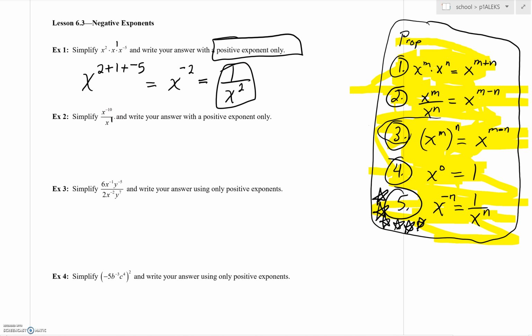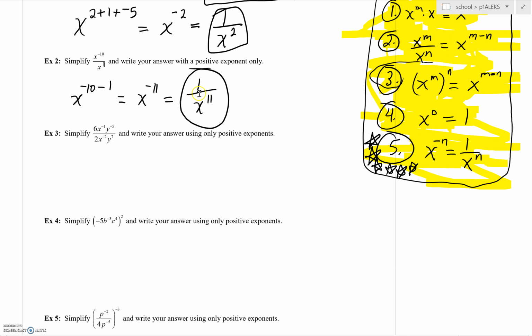When we look at number 2, property number 2 really seems to fit the bill. So we'll use that subtraction property. We'll take the top power, which is negative 10, minus the bottom power, which is a 1. Negative 10 minus 1 is negative 11. Then we're back to property number 5. We can't have a negative power, so we've got to take the reciprocal, and we'll say 1 over x to the 11th.